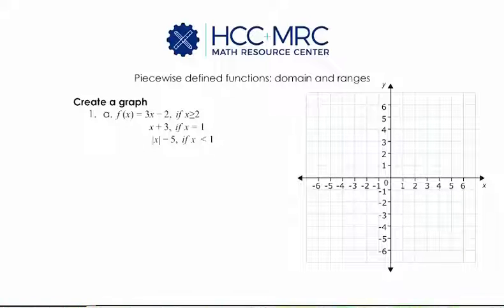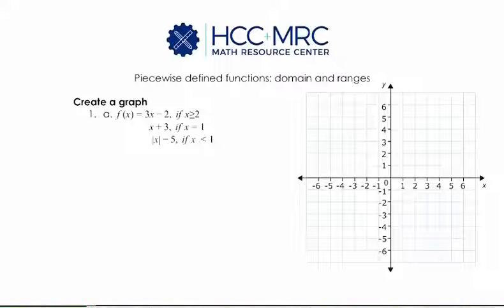f of x is equal to 3x minus 2 if x is greater than or equal to 2, x plus 3 if x is equal to 1, and the absolute value of x minus 5 if x is less than 1. So let's go ahead and start off by obtaining the graphing plot points for each function.